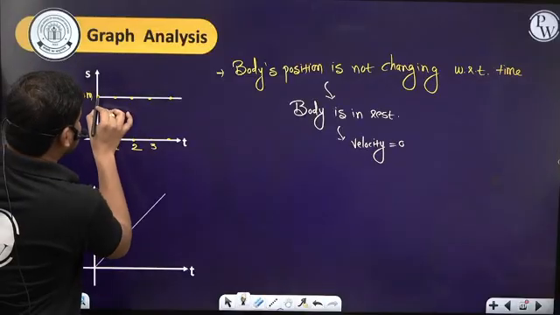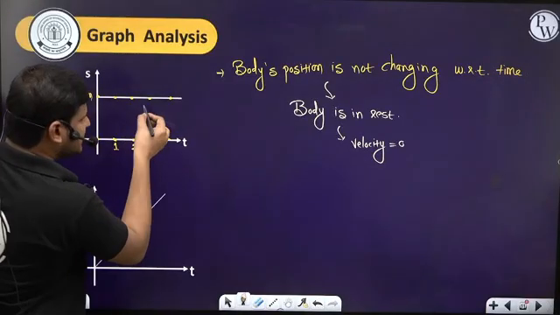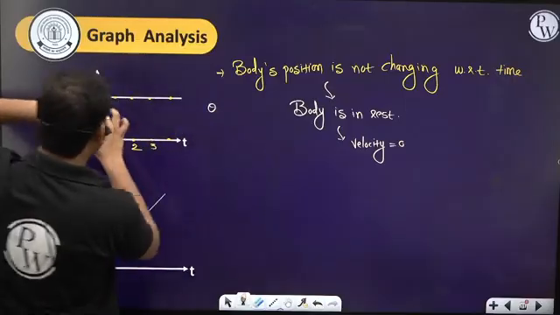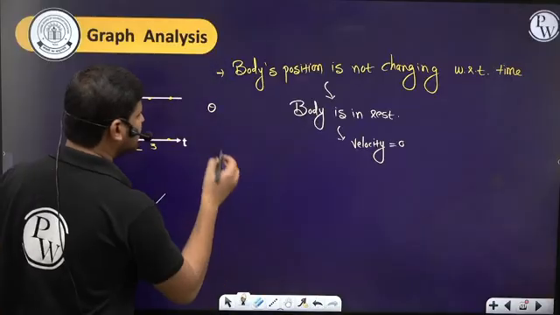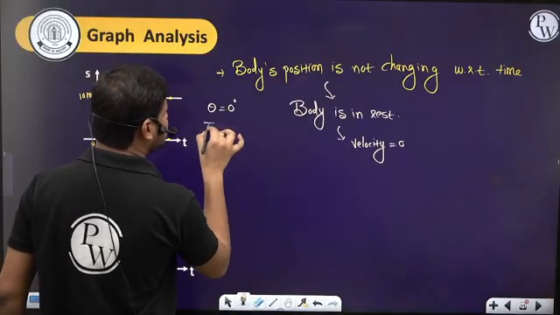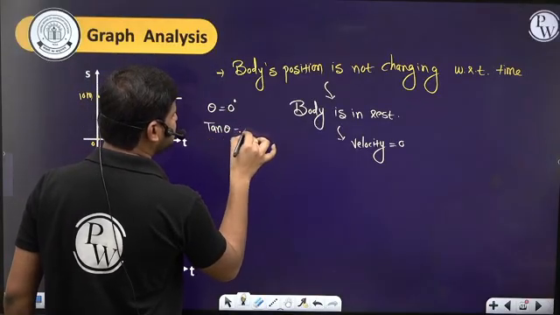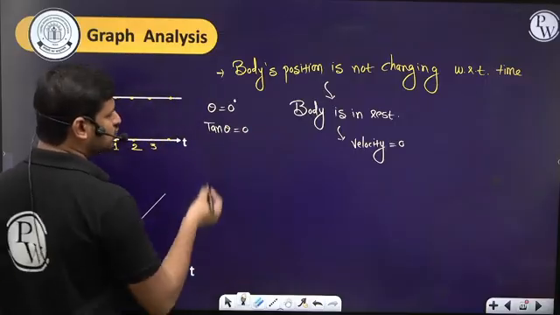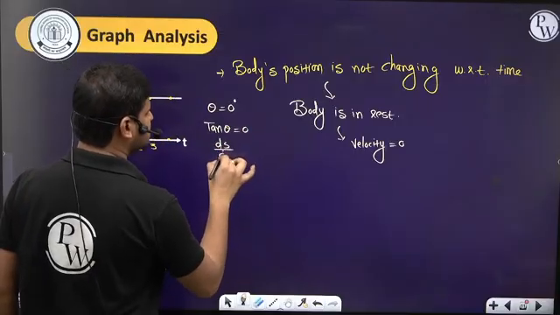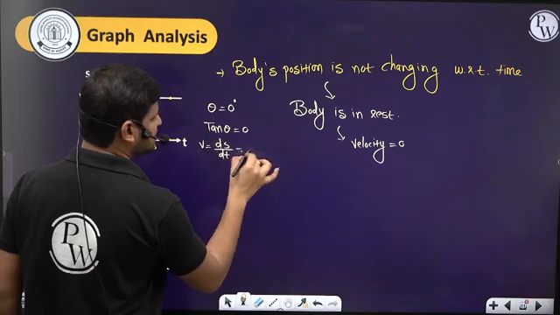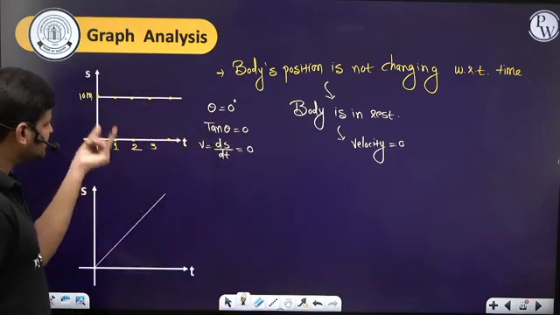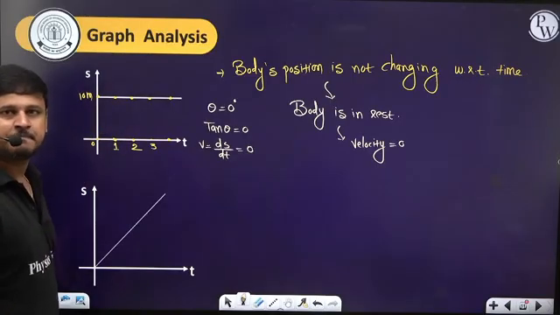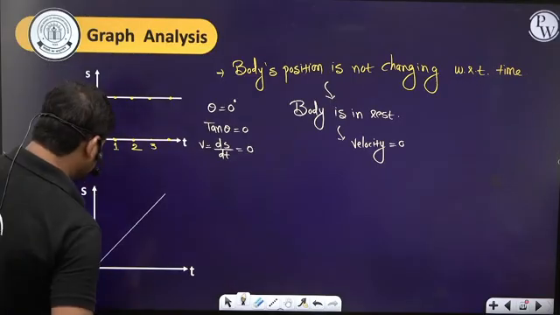You know that with respect to the x-axis, theta is 0. If the line is straight, theta is considered as 0. So if theta is 0, tan theta will be equal to 0. So what is tan theta? Slope. Slope is nothing but ds by dt, which is nothing but velocity, which equals 0. So you can analyze this from the graph also. Understanding? Chalo.